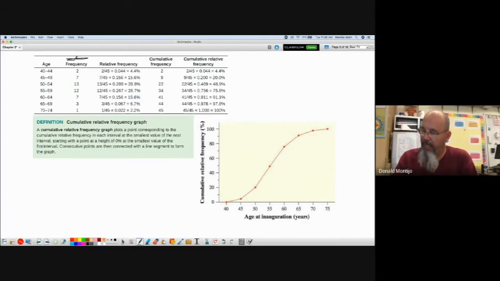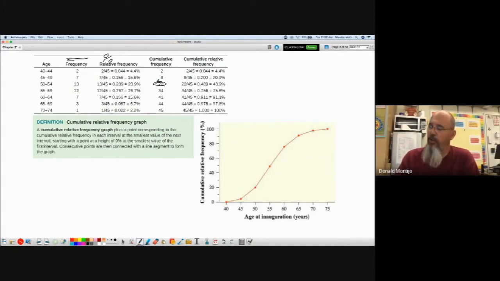Relative, remember, anytime we see this word relative, we are talking about percent. Okay? So relative frequency tells us what percent of the presidents were between the ages of 40 and 44. Cumulative frequency is just a count. So where did this 22 right here come from? It came from 2 plus 7 plus 13. It's the cumulative frequency of all of the presidents up to the age of 54. This last column is something new that we haven't looked at yet. It's called the cumulative relative frequency.